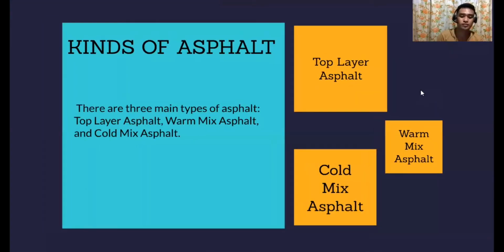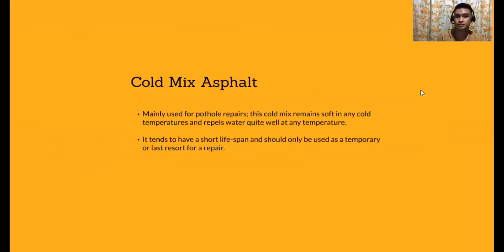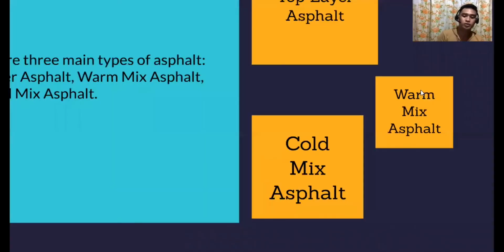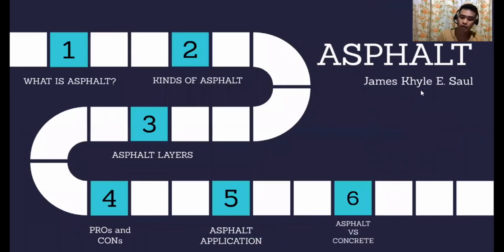Next is the cold mix asphalt. Cold mix asphalt is mainly used for soil repairs, and it tends to have a short lifespan and should only be used as a temporary measure or the last resort for a repair. So those are the different types or kinds of asphalt.